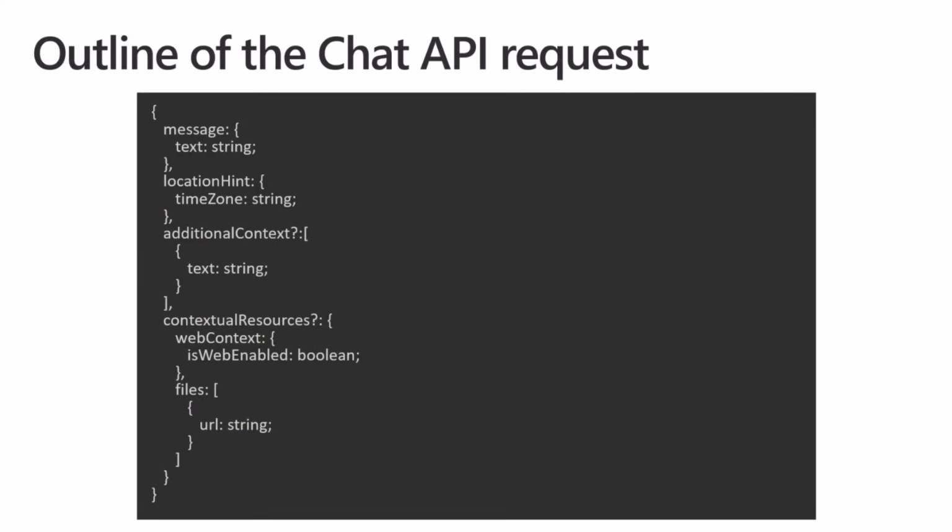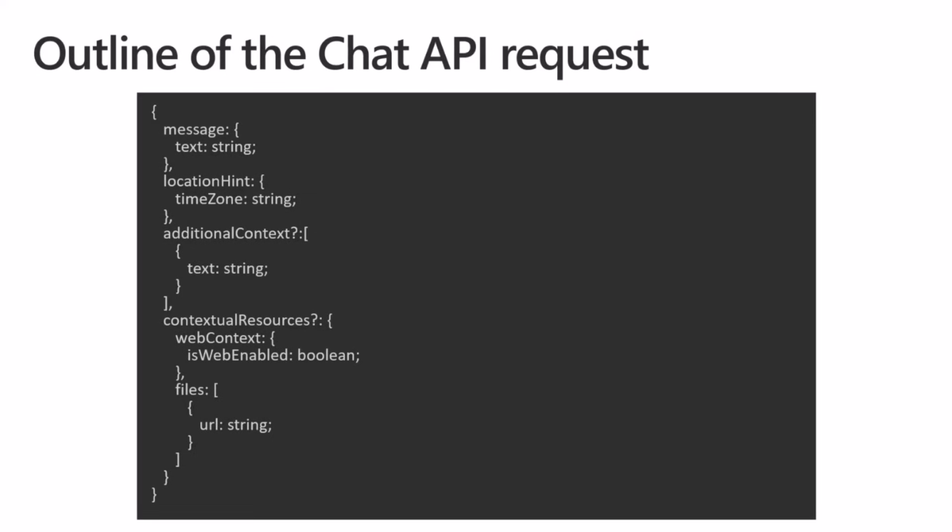So when you make a request, just to give you an idea, the request for a chat message will be made of the text message itself. So we could say the prompt of the user, okay? You collect the prompt and you put it inside the message text property. The location hint property is the one you use to instruct the Copilot chat engine about the time zone you want to use in the response.